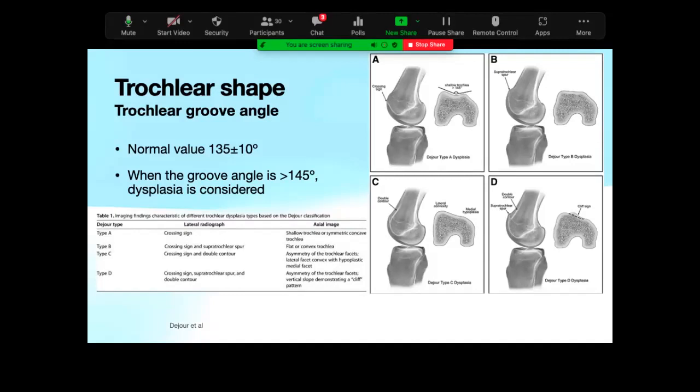In CT scan, we can appreciate the hypoplastic medial condyle very well in the axial images. In type D, there is a crossing sign, supratrochlear spur, and double contour sign, all three combined. And in CT scan, we can see a cliff, plateau and a cliff sign.